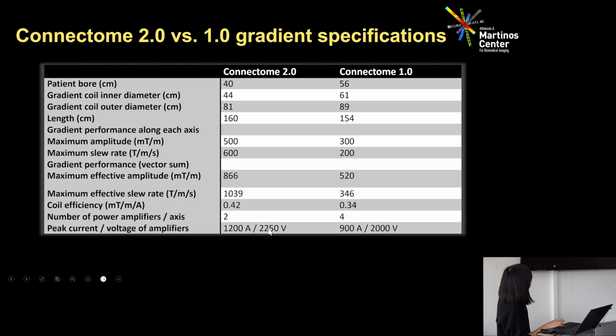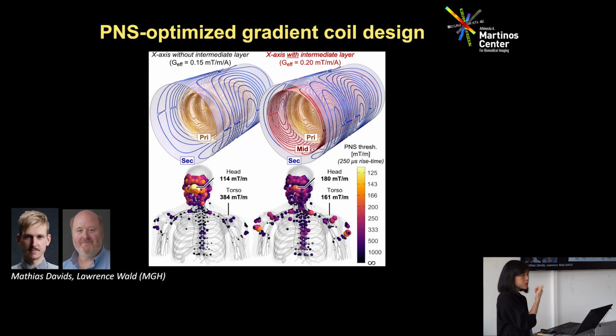And as mentioned previously, the gradient power amplifiers have gotten better since the original Connectome scanner. They are now able to provide about a third more power as compared to the original gradients, and they're actually more efficient. So we actually had to derate the power going to the scanner room to install this scanner. A little bit more about the gradient coil. This was very cleverly designed, I think, to try to overcome some of the anticipated biological limits of going to very strong gradients.